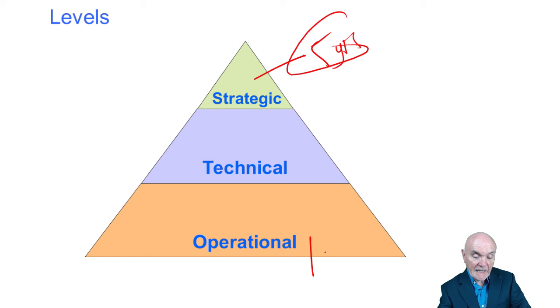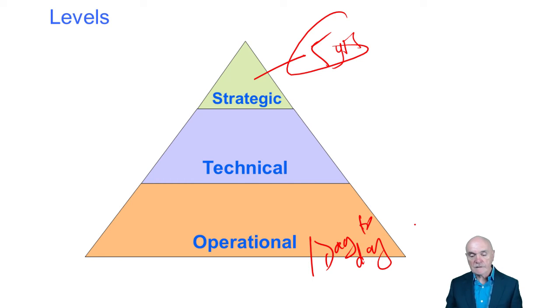Operational is basically day-to-day. These are people who do the work, who record the sales, who record the dispatch, who record the goods coming in, and so on. Think of that as people who get on the phone to a customer and try and sell them stuff. This is an operational level.